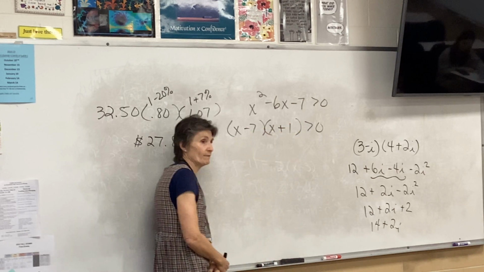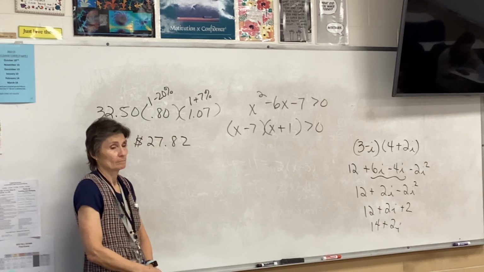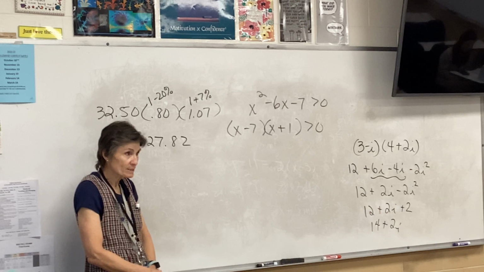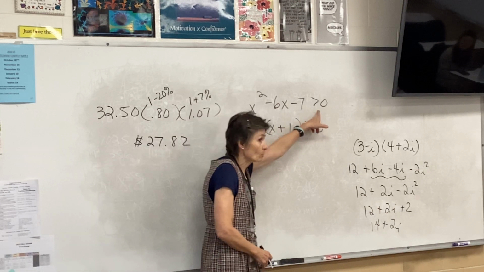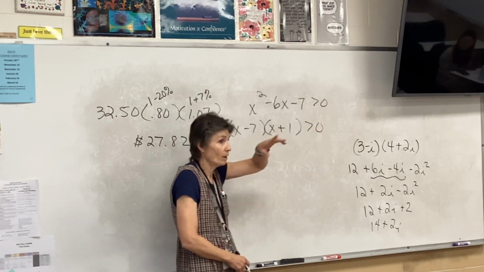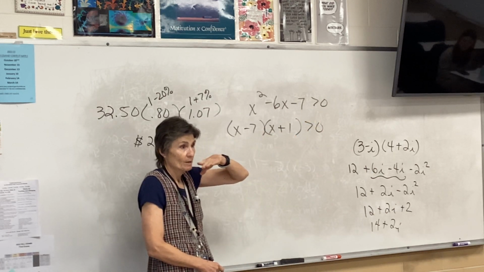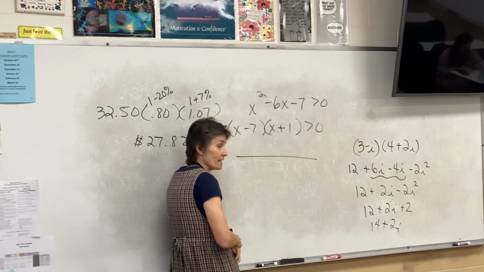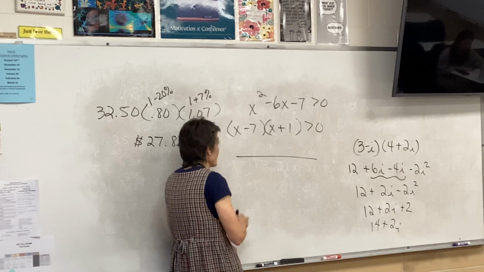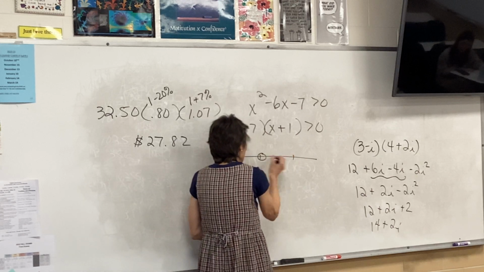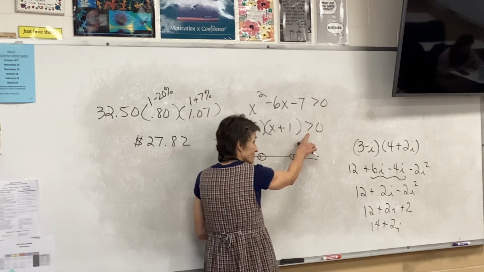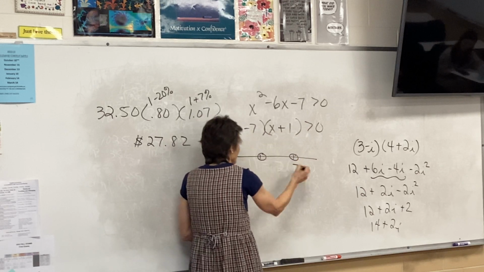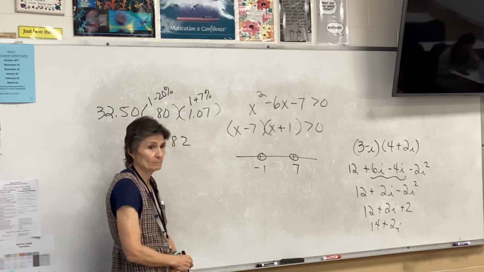Minus 7 plus 1, very good. Now, does anybody happen to remember how we proceed from this point? It's got an inequality. Every time we have an inequality, what do we do? Draw a number line. And we're going to do some shading. But first, I have to put dots on my number line. They will be open dots. And where will the dots be? 7 and negative 1. Make sure you put them in order.